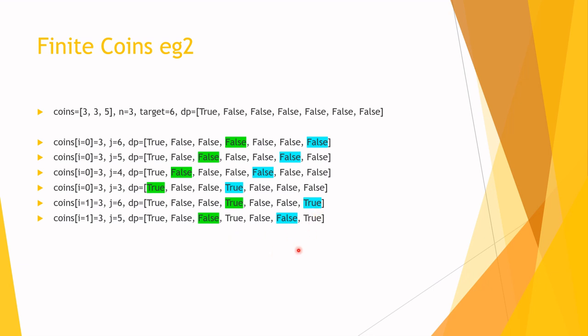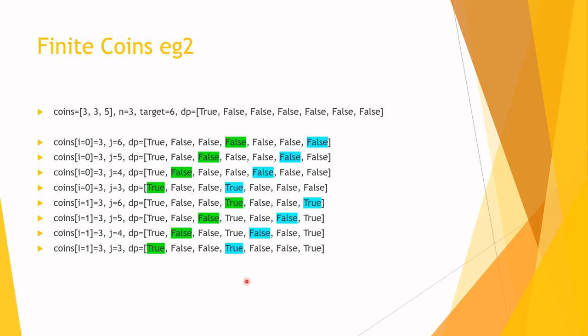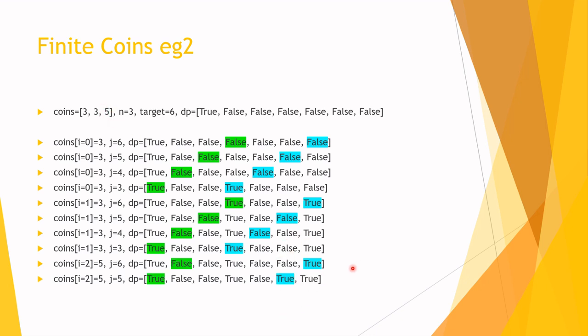Similarly, even this runs backwards. So false or false is false, false or false is false, and false or true is true. And this doesn't make any difference. Now for i equals 2, we have the third coin, 5. So false or true is true, obviously, since it's already true. And for j equals 5, we have false or true is true.